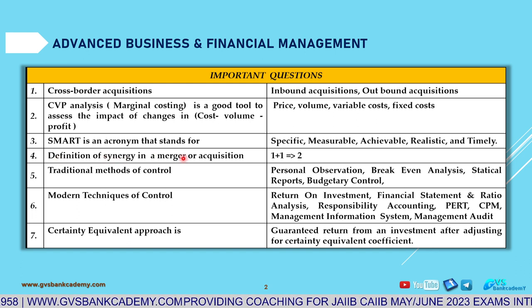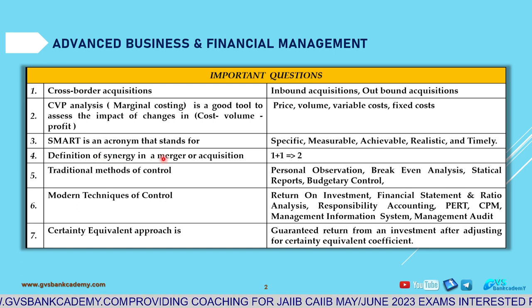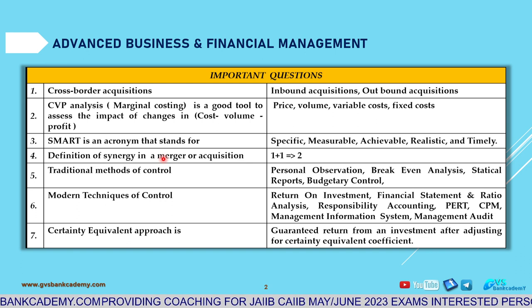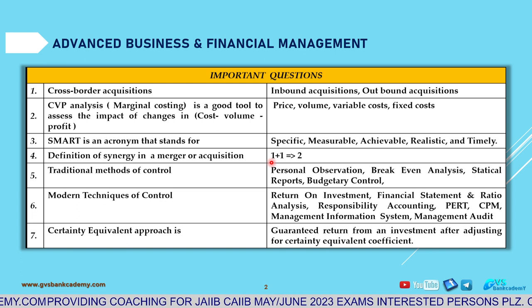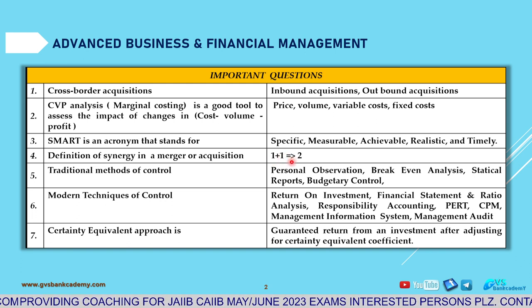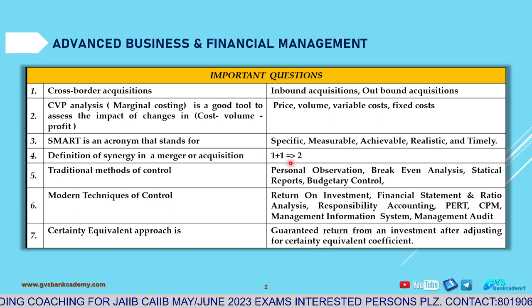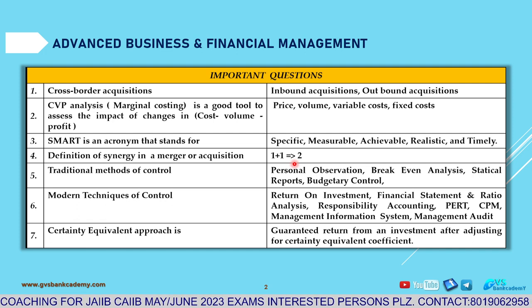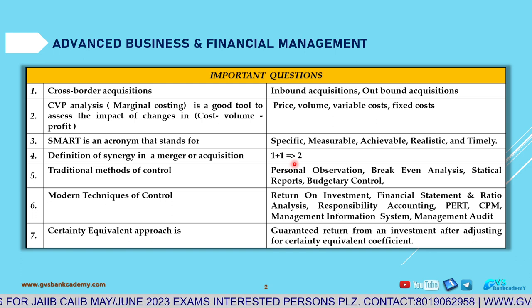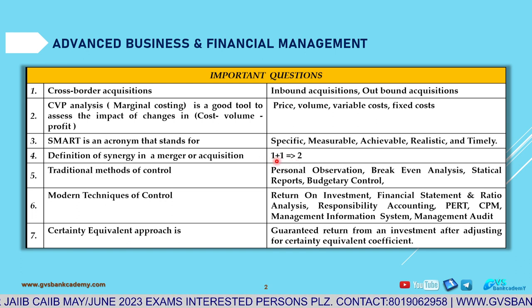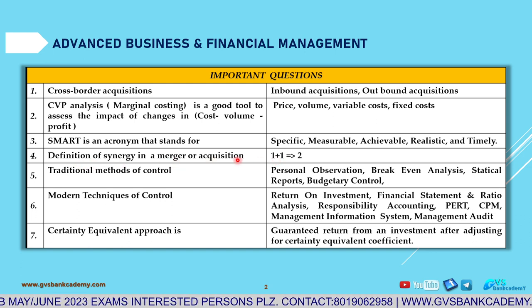Definition of synergy in a merger or acquisition. After merging of two organizations, what is the benefit? Synergy means the outcome: when one company merges with another, 1 plus 1 is more than 2. Because of the merger, the benefit they get together is definitely more than the benefit they get as individual companies. That is called synergy after merger and acquisition.